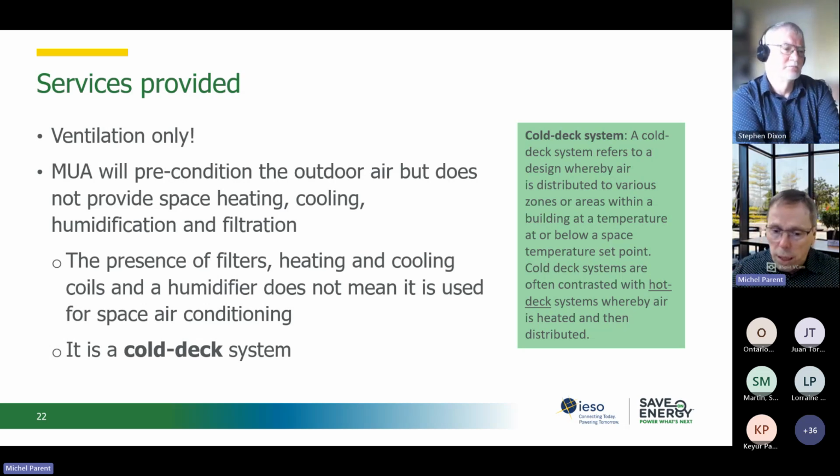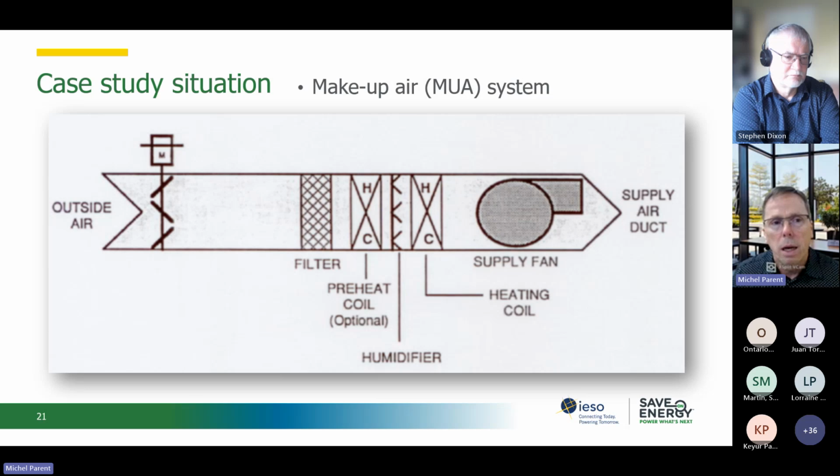So remember, it's a cold deck system for the majority of those systems. And how usually do you know that it's a cold deck system? The easiest way is to know how the coils of the unit are controlled. So if I go back to that slide, those coils, let's assume one is a cooling coil, even though both are shown as a heating coil and a preheat coil. Let's assume it's a cooling coil, one of the two. The thermostat controlling those coils would not be in a space. A cold deck system has a thermostat located in the supply duct.